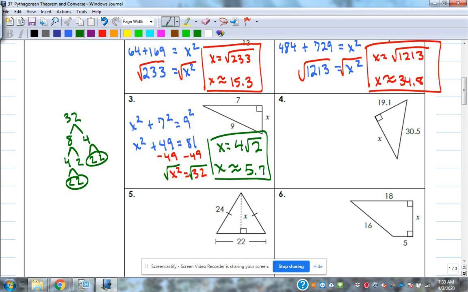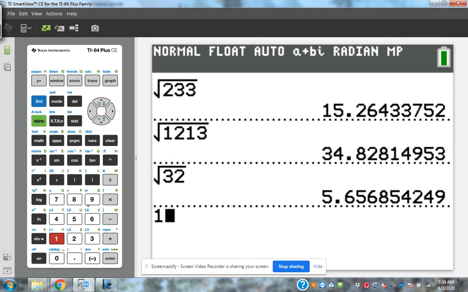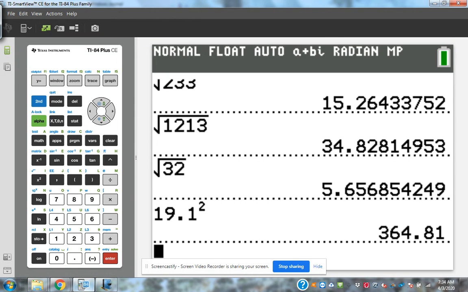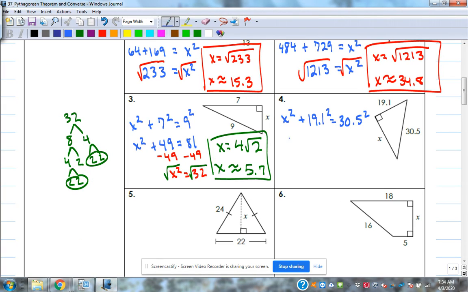Okay. So we're going to simplify those square roots when we can. All right, another problem here. This one we've got decimals already in the problem, so we're not going to worry about simplifying the radical at the end. We're just going to go straight to a decimal answer. So we have a leg and the hypotenuse. So we're just going to set up X squared plus 19.1 squared is 30.5 squared. And don't round until the end.